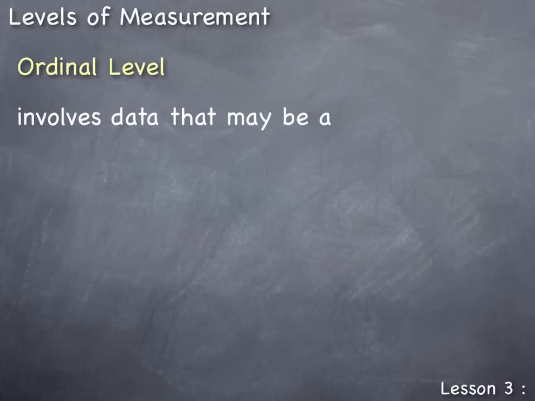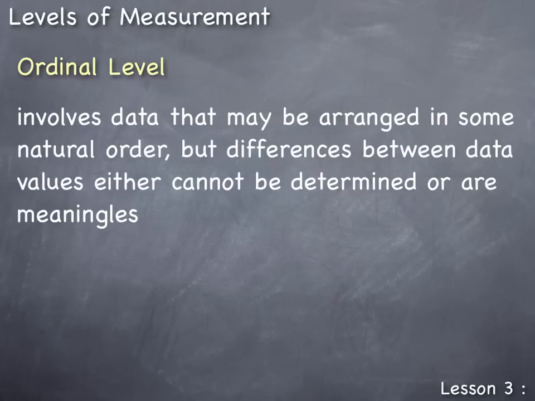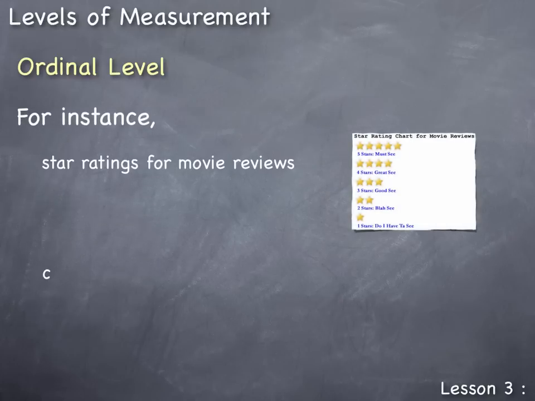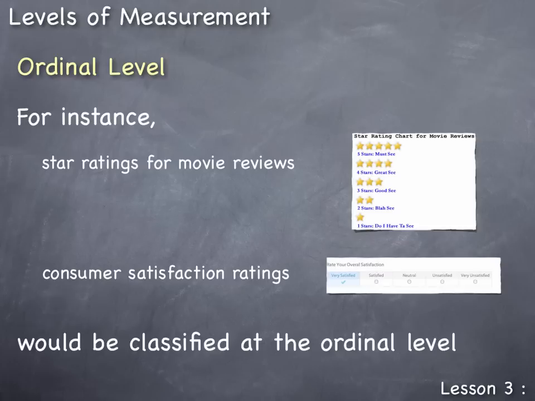Ordinal level involves data that may be arranged in some natural order, but differences between data values either cannot be determined or are meaningless. For instance, star ratings for movie reviews, consumer satisfaction ratings would be classified at the ordinal level.